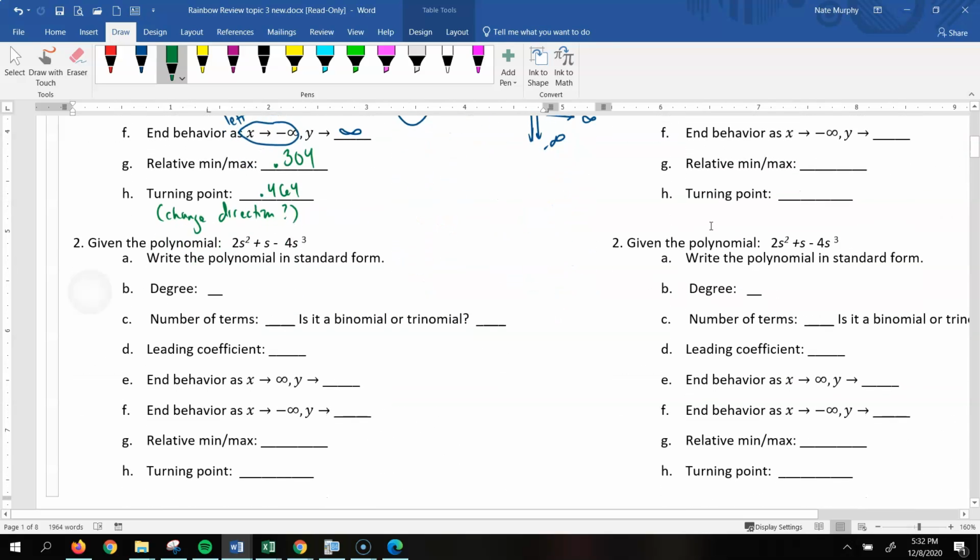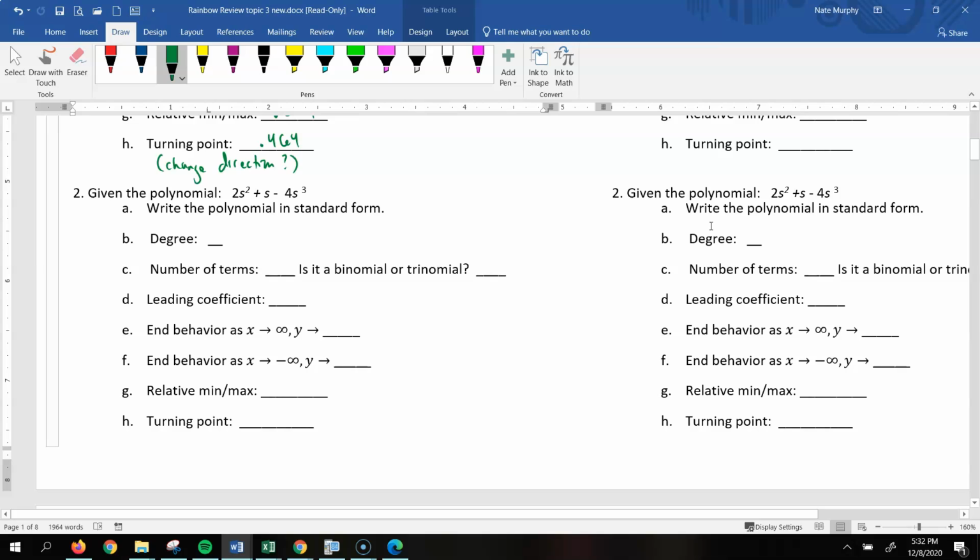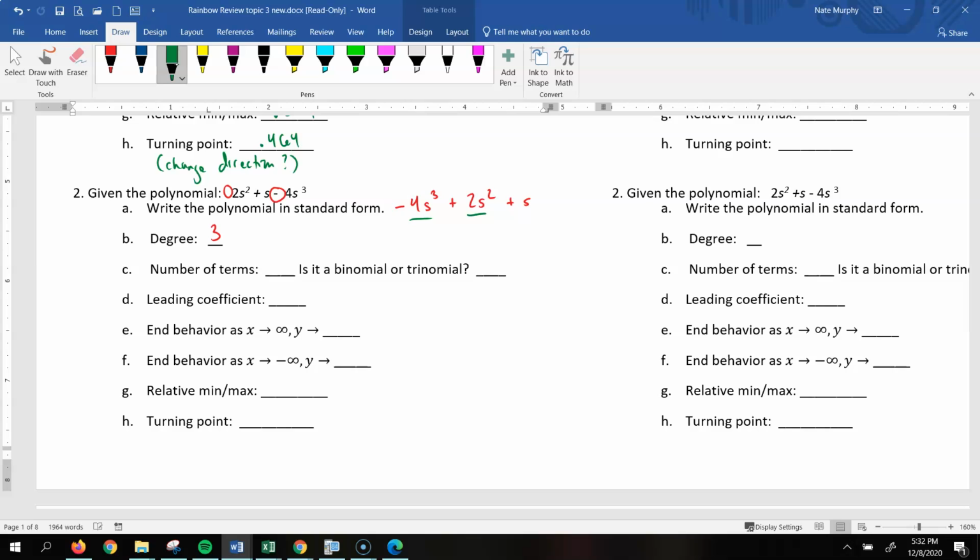Now the next one is a little different, so I'm still going to do number 2 as well. So again, just real quickly, in standard form, this would be a negative 4s cubed. You don't want to forget about that negative in front. And then we'd have a positive 2s squared, because there's no negative in front of here, so it's a positive 2s squared, and then plus s. So the degree for this would be 3. The number of terms, again, we have a total of 1, 2, 3 terms. So this would be another trinomial. And then it's asked for the leading coefficient. The leading coefficient would be just the negative 4.